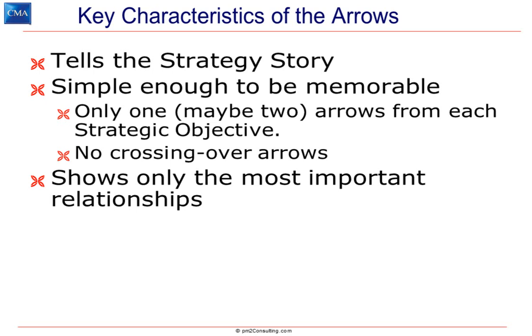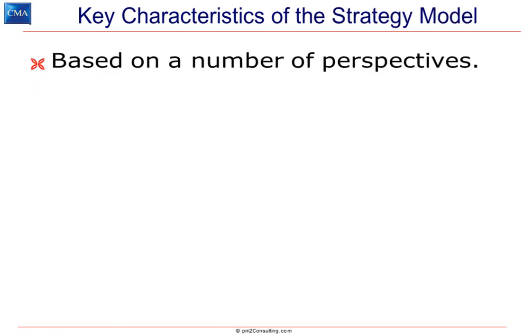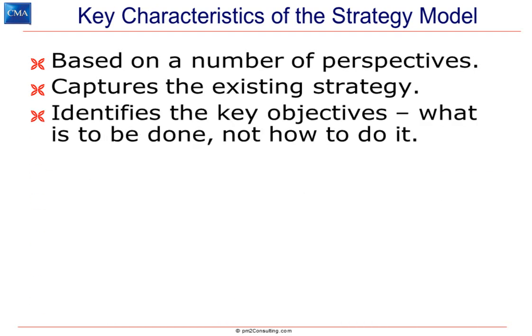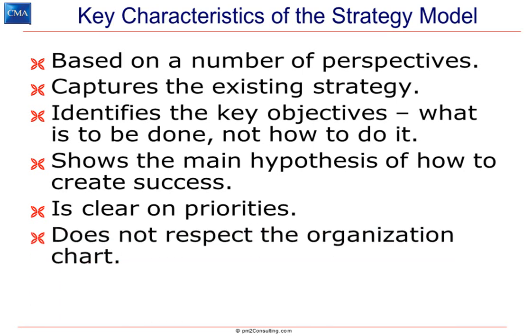Let's talk about the characteristics of the final strategy model. First off, it's obviously based on the number of perspectives that you have. It needs to capture the existing strategy. We'll come back later and enhance it once we have some facts and data to back up those conversations. We need to make sure that we identify the key strategic objectives, and they're telling us what is to be done, not how to do it. We need to make sure that we explain the main hypothesis of how the objectives link together to create that overall success. And we need to be clear on what the priorities are so everyone's aligned to those objectives.